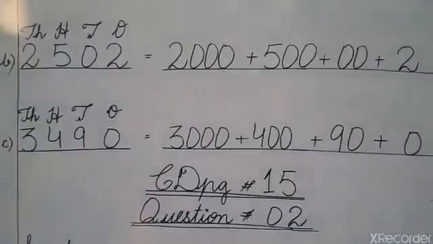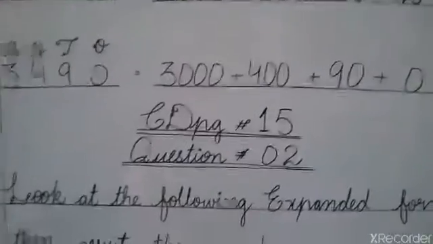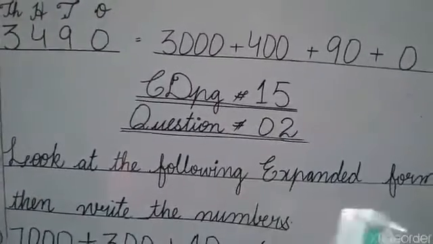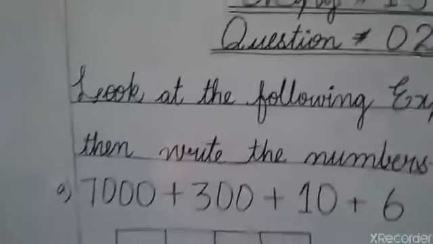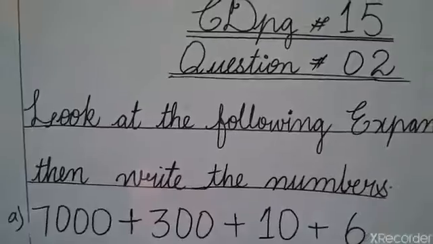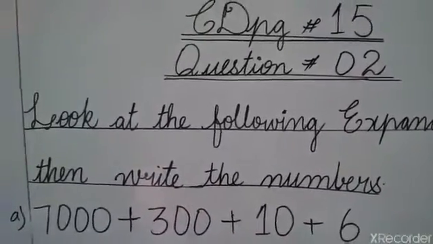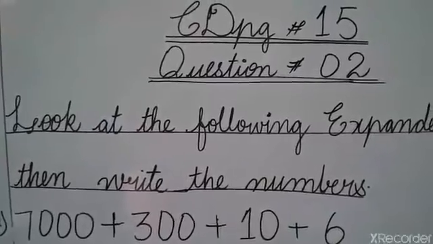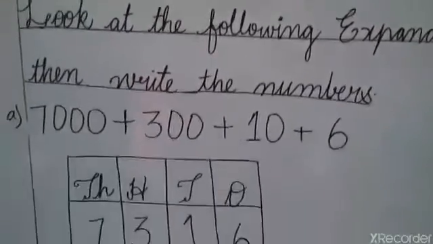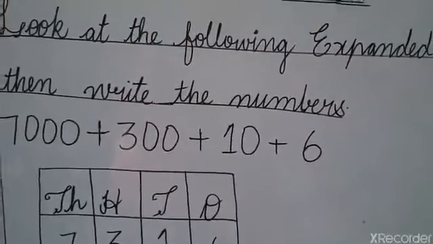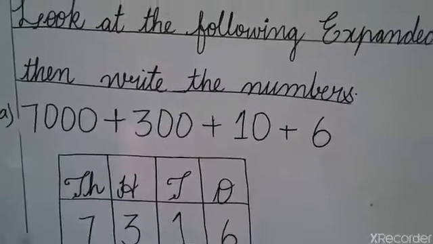Now we are going to start Countdown page number 15 and question number 2. Our question is, look at the following expanded forms, then write the numbers. Look at the part A: 7000 plus 300 plus 10 plus 6. It is in expanded form. We will write the number. So first we draw the place value chart: ones, tens, 100 and 1000. Now we start to solve it.